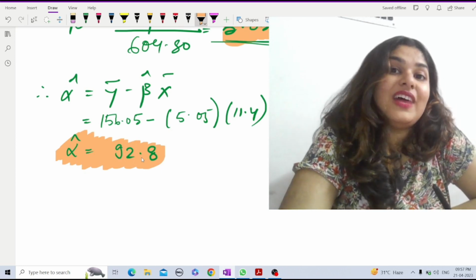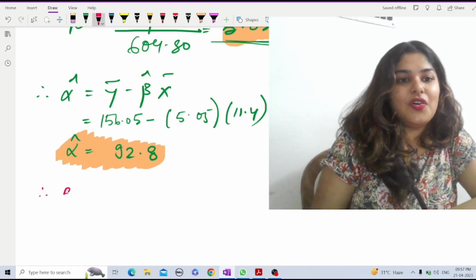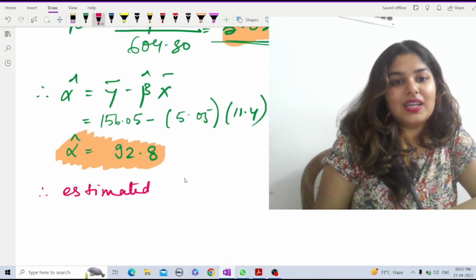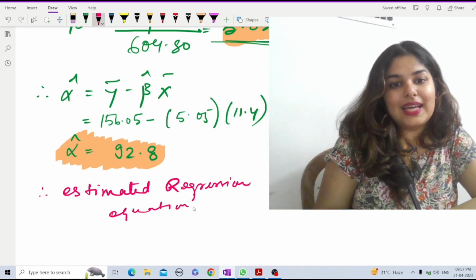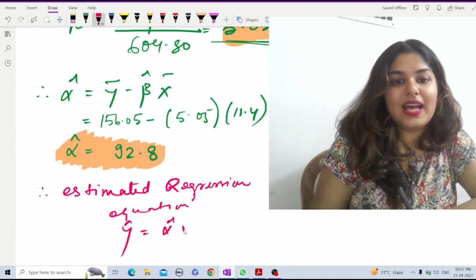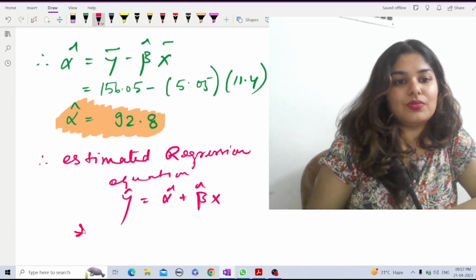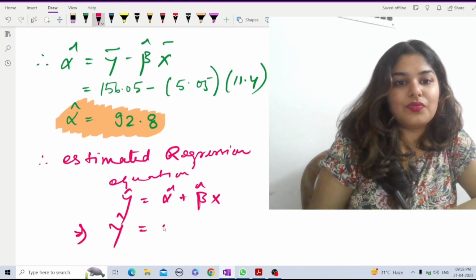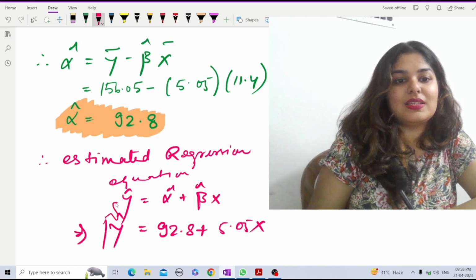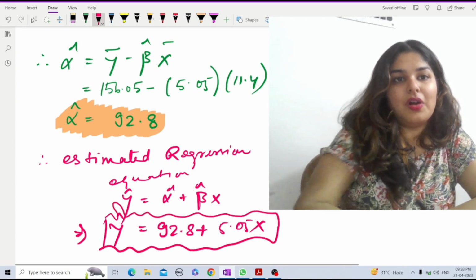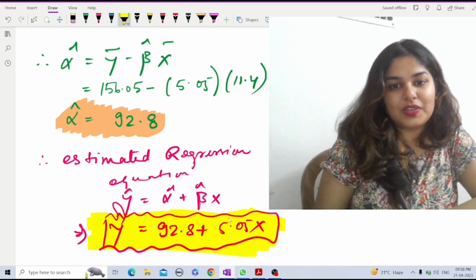Now since I have the values of alpha hat and beta hat, I can easily write down the estimated regression equation. So the estimated regression equation, y hat equals alpha hat plus beta hat x, equals 92.8 plus 5.05x. This is the estimated regression line that we have derived from all the data given. So this was the first part.